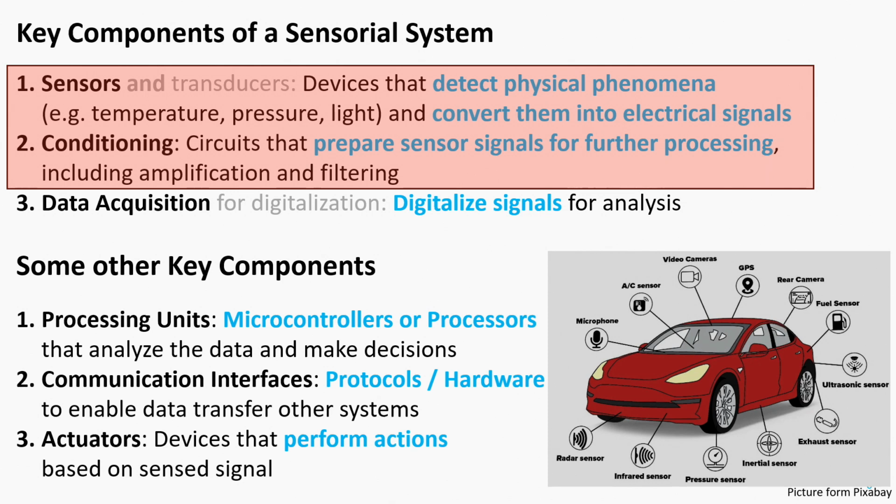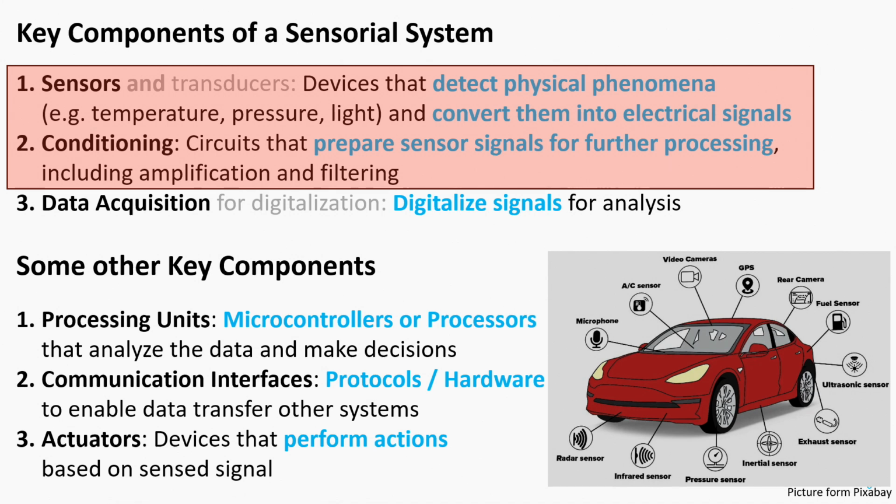Some other key components that are also involved in the sensorial system are the processing units, mainly made by microcontrollers, that take the digitalized data and make decisions, or that at least show it on displays, LCD, and so on. Another important key component is the communication interface, made of protocols and hardware that enable transferring data from one microcontroller or processor to another. Finally, there is a last element that is really important in all the process, and is not studied in this MOOC.